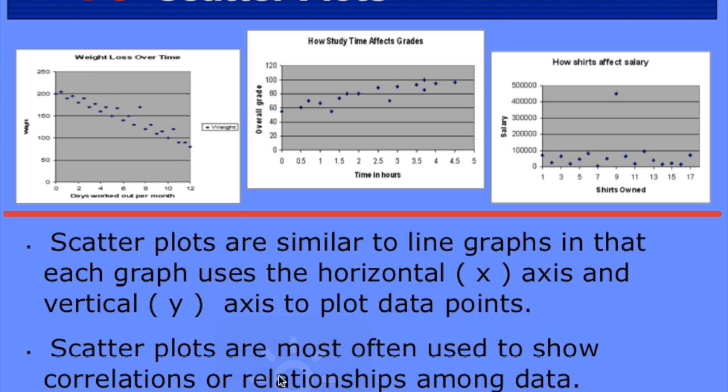Scatterplots are most often used to show correlations. Another word for correlation is relationship among data. So the reason why we make these scatterplots is to see if two variables are related to each other. So here we see that there are a bunch of dots that are facing downward in a linear trend. So that means there is some type of relationship going on over here. And same with this second one, which is how study time affects grades, and then the last one, how shirts affect salary.